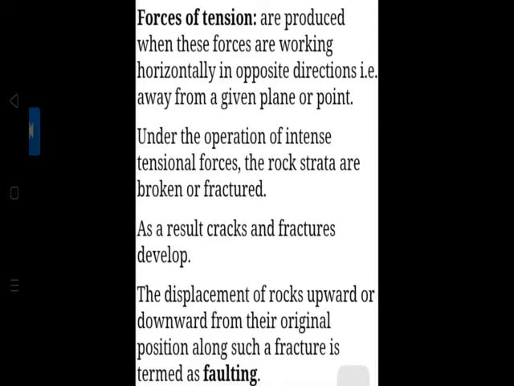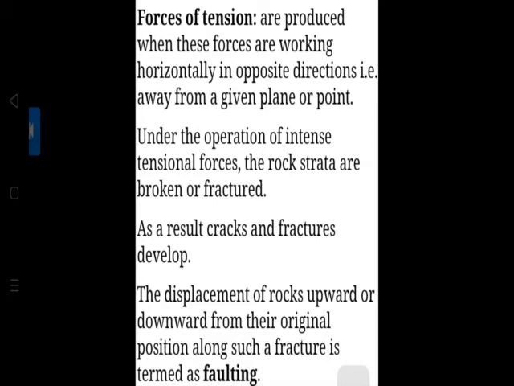The displacement of rocks upward or downward from their original position. Upward is uplifting, downward is moving down from their original position. Either way, along such a fracture is termed as faulting. It is termed as faulting.